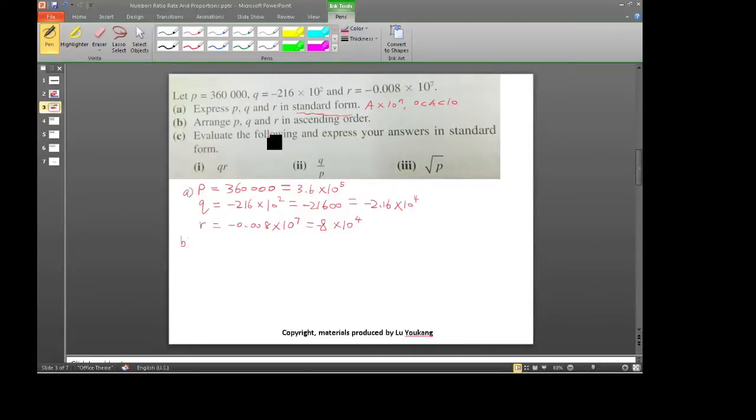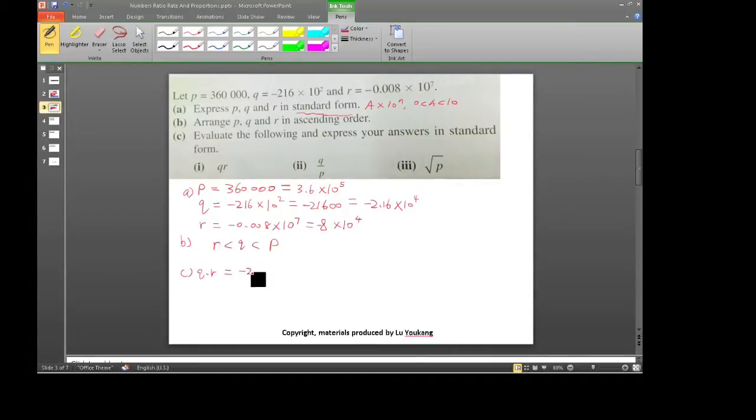Okay, now we can arrange PQR in ascending order. And by the way, ascending order means from the lowest to the highest. Therefore, R is smaller than Q, Q is smaller than P.